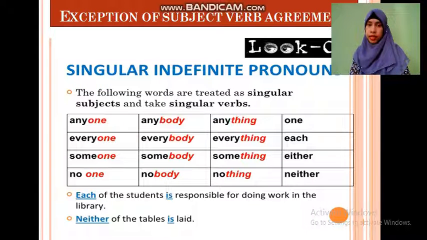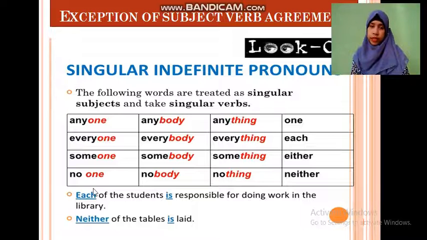Okay, for the next, this is the exception of subject-verb agreement. So, if you find words such as anyone, everyone, someone, no one, anybody, everybody, somebody, nobody, anything, everything, something, nothing, no one, each, either, neither, all of those should be followed by a singular verb.